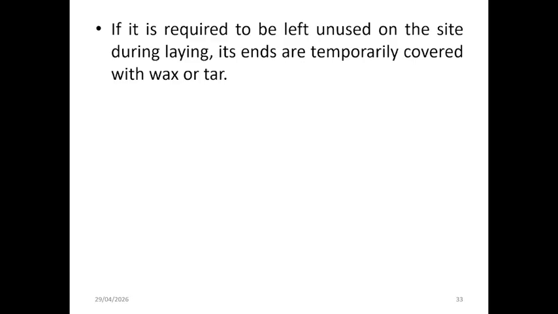Okay, this slide explains the practical precaution for impregnated paper insulated cables during installation. If the cable is left unused on site during the laying process, its exposed end must be temporarily sealed with wax or tar. This is very important, especially in industry. This prevents moisture from entering the insulation and helps maintain the cable insulation quality until final installation.